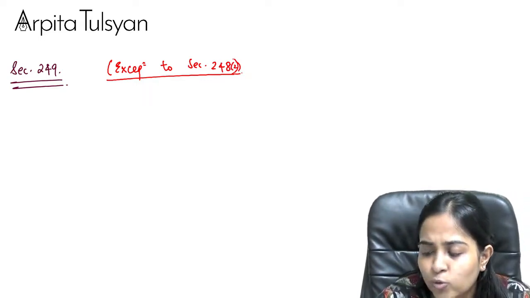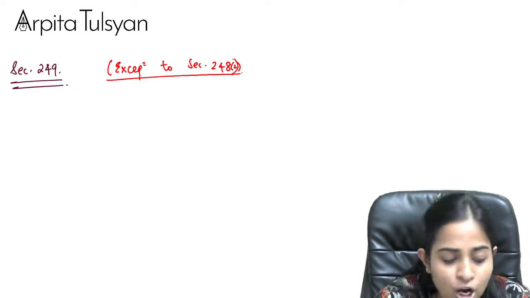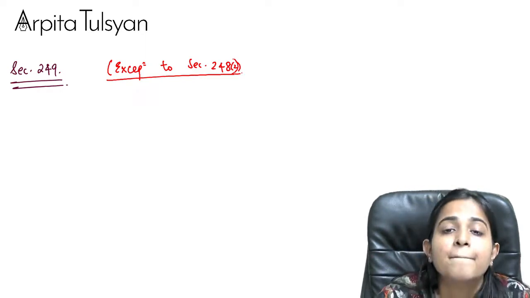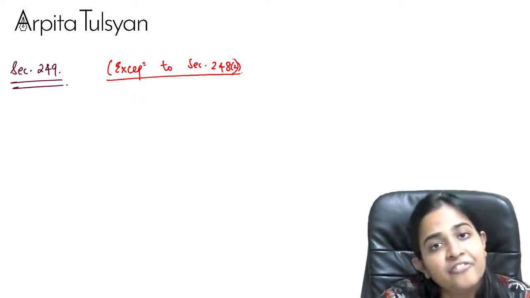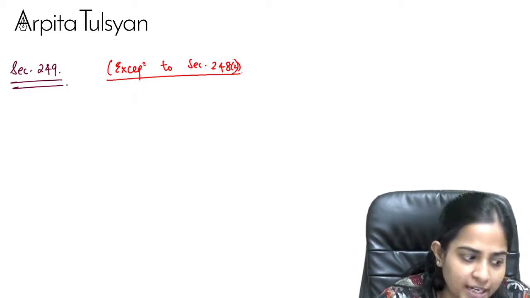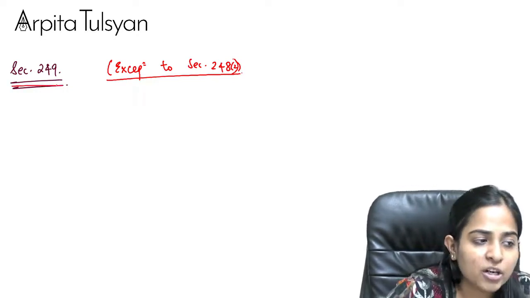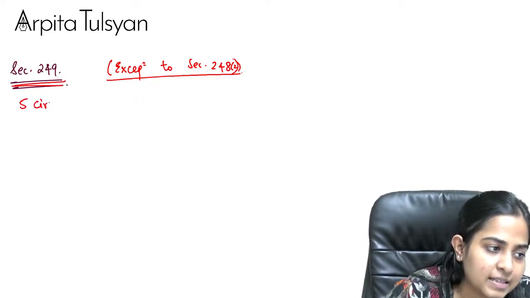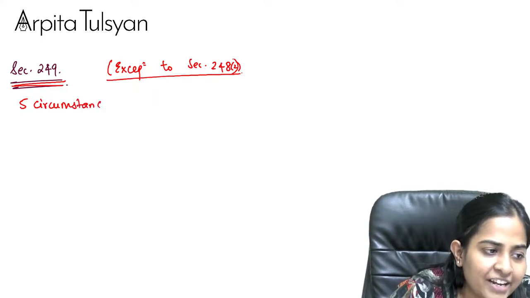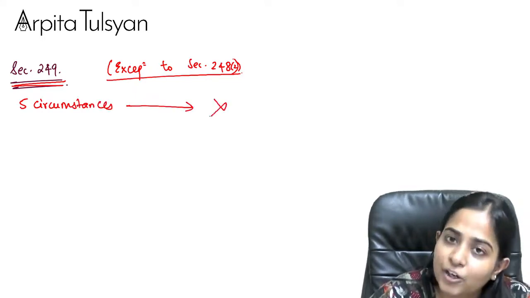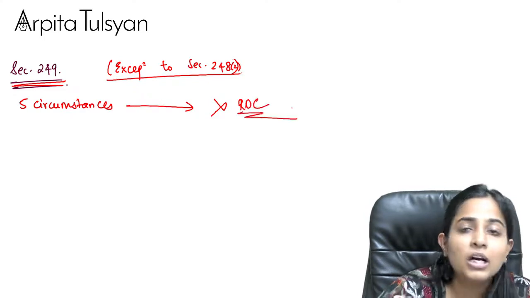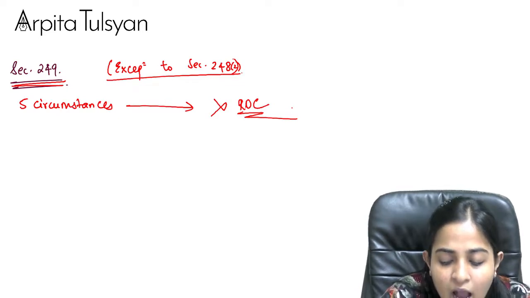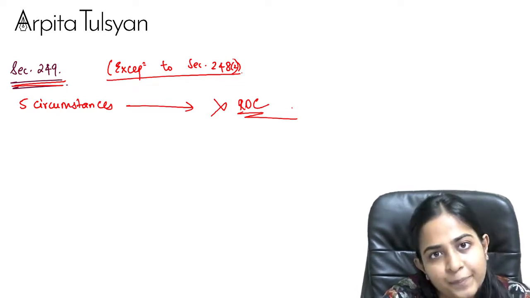What did 248.2 say? 248.2 basically said that after passing SR, we can also go and make an application to the ROC for striking off. But in section number 249, we have got 5 circumstances where we cannot go and make an application to the ROC for striking off the name.